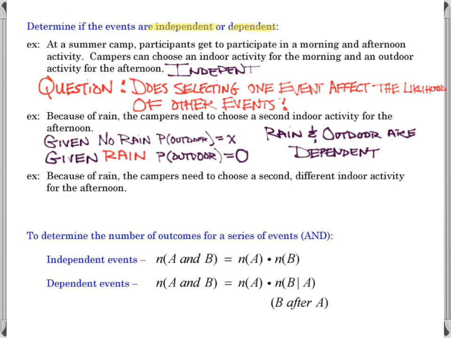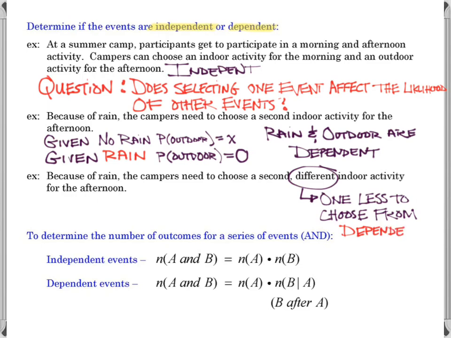If we had a different indoor activity, that would mean that basically we're taking something out. We're changing the sample space, the number of things you can choose from, and so that would be a dependent restriction on those two things. So again, it's context specific, and you have to be a little bit careful about how it works.